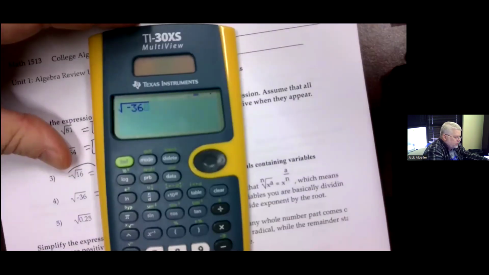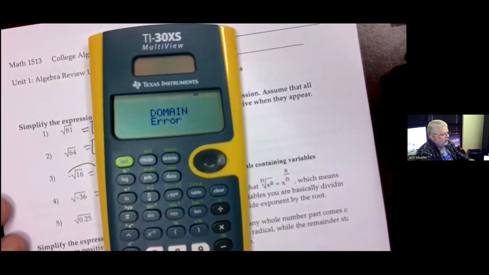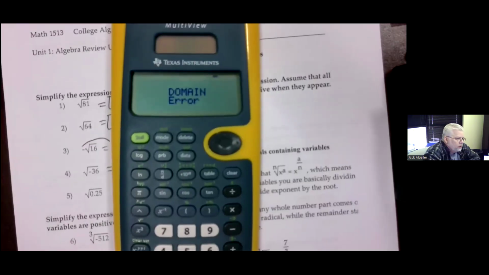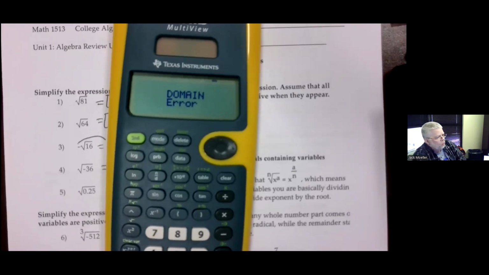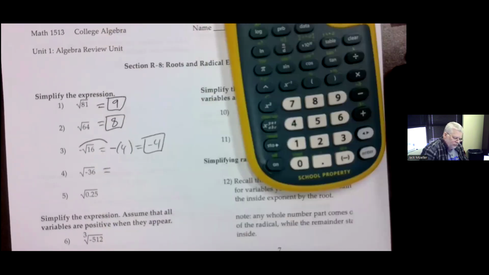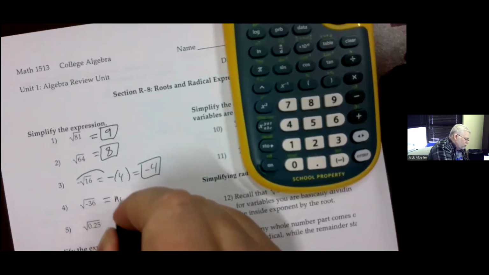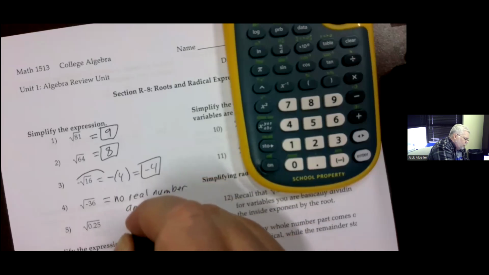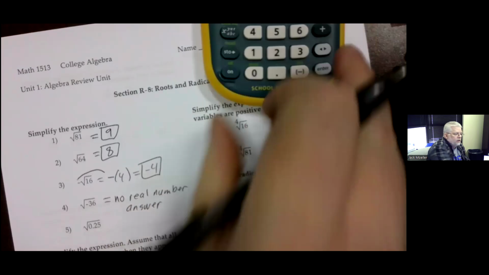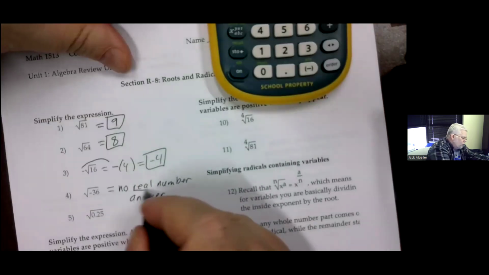So square root of -36, hit enter, you get domain error. All right, so what does domain error mean? Well, we'll talk more about domain and range in later chapters or later units, but domain is like the X's you can plug in to get an answer. So when you're getting a domain error, that means that there are no answers, well, no real number answers. So the actual answer to this is no real number answer. So it's not that there's no answer, there's no real number answer.